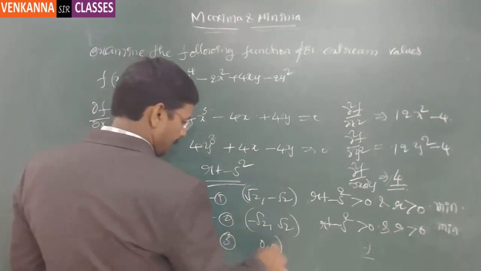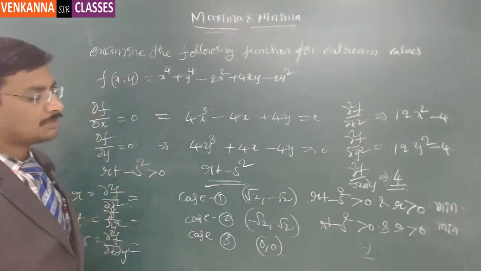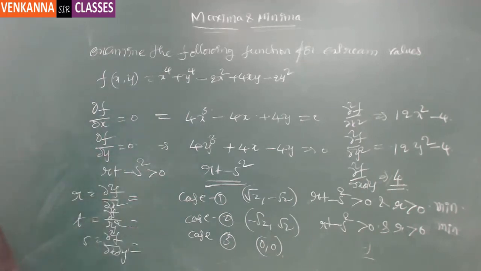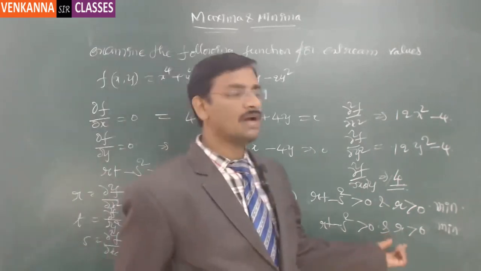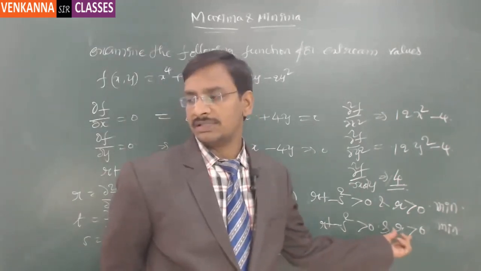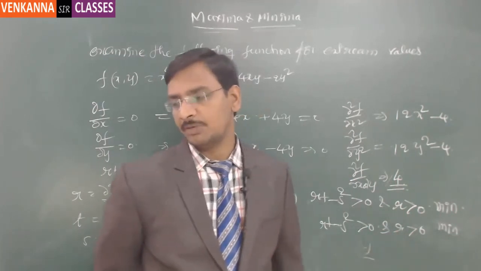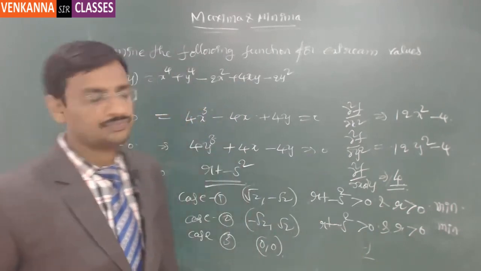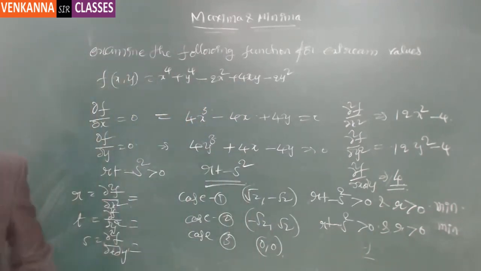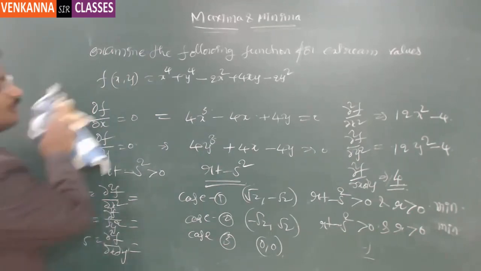And then what if case 3? That is 0, 0. So what happens with RT minus S square? But RT minus S square is 0, right? Then R will not decide. So if RT minus S square is 0, then you cannot decide. This R value can be maximum or minimum, right? So it needs further investigation. What is that further investigation now? How can we conclude whether there is a maximum or minimum value there?